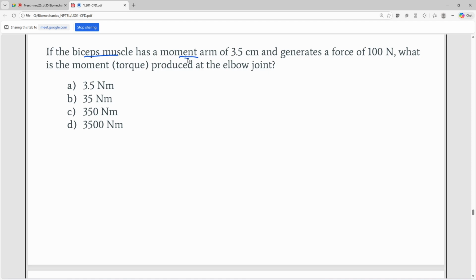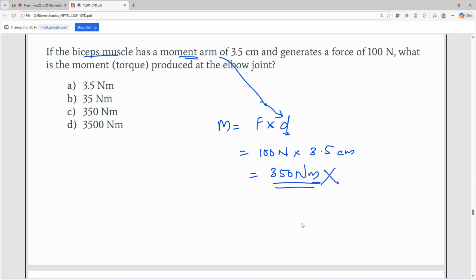So the moment equation is M is equal to F into D, or force into perpendicular distance, where D is the moment arm. So here force is 100 Newton and moment arm is 3.5 centimeter. You have answered mostly 350 Newton meter, but that is wrong because the devil is in the details. You have to check for the units.